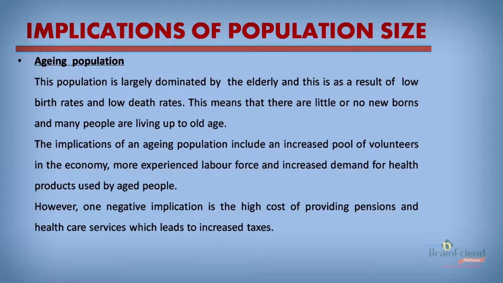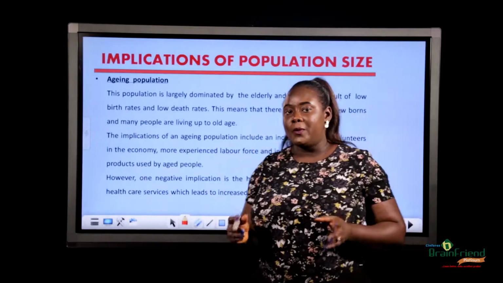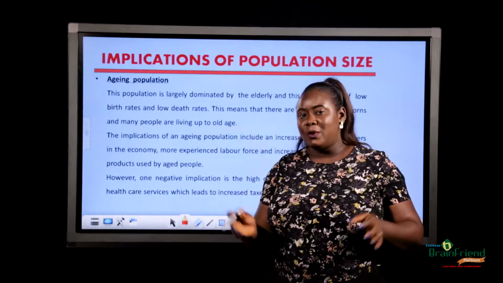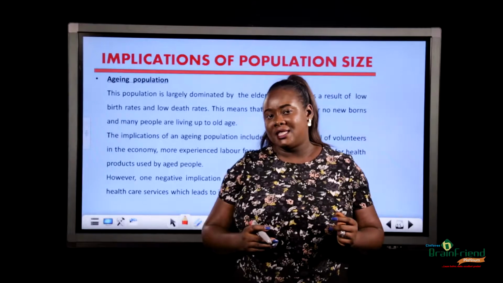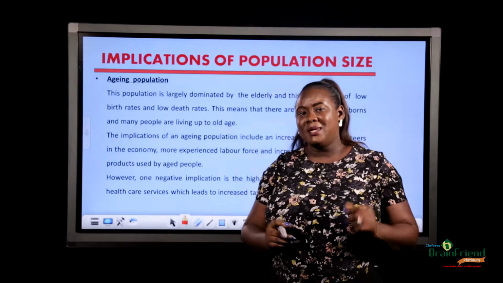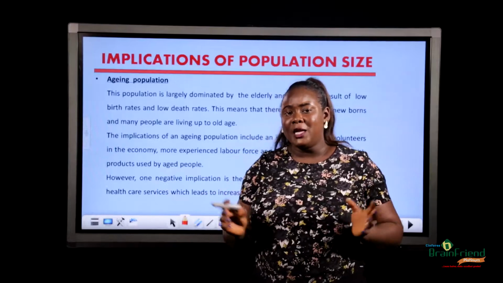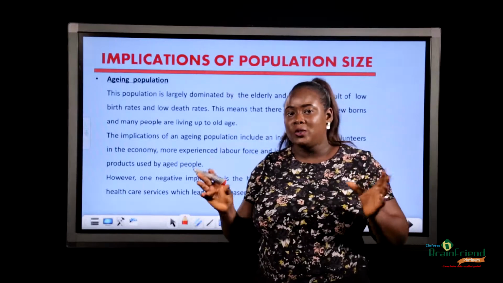An aging population. This is a population that is largely dominated by elderly people. This may be as a result of low birth rates and low death rates. This means that there are little or no newborns, and elderly people live to their old age.